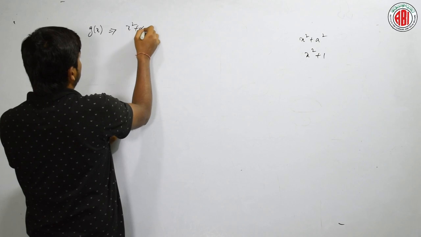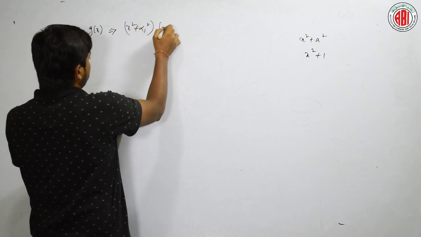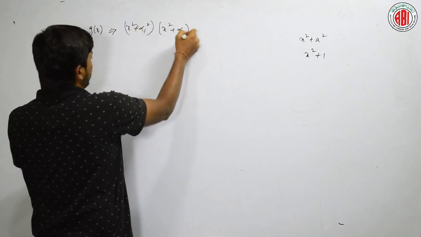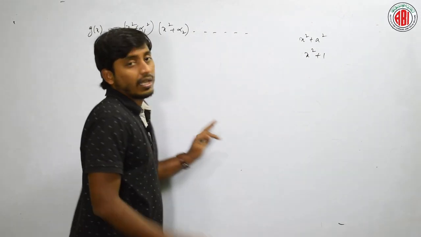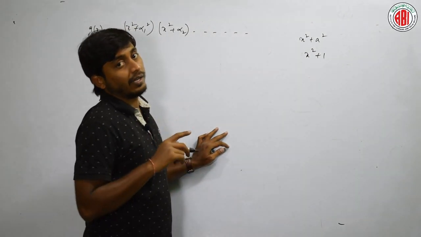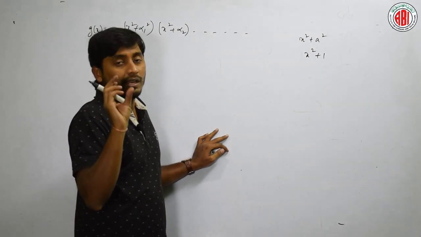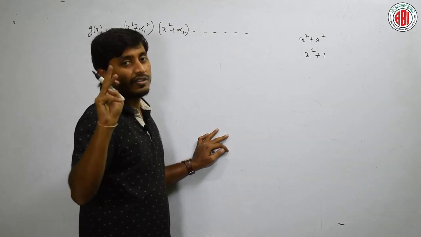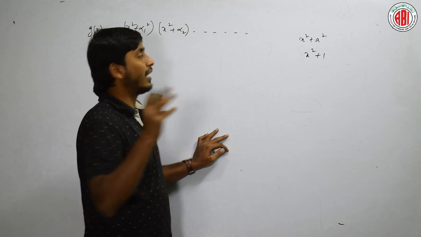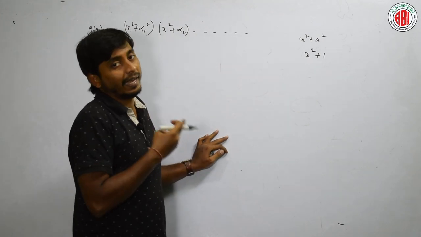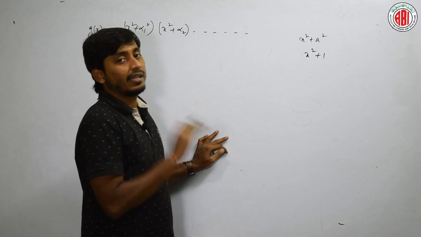That is x square plus alpha 1 square, x square plus alpha 2 square, and so on. Remember, it is non-repeating. What was the first type? First two types were reducible. That too, first is non-repeating, second is repeating. Here also, it is irreducible. The first condition is non-repeating.